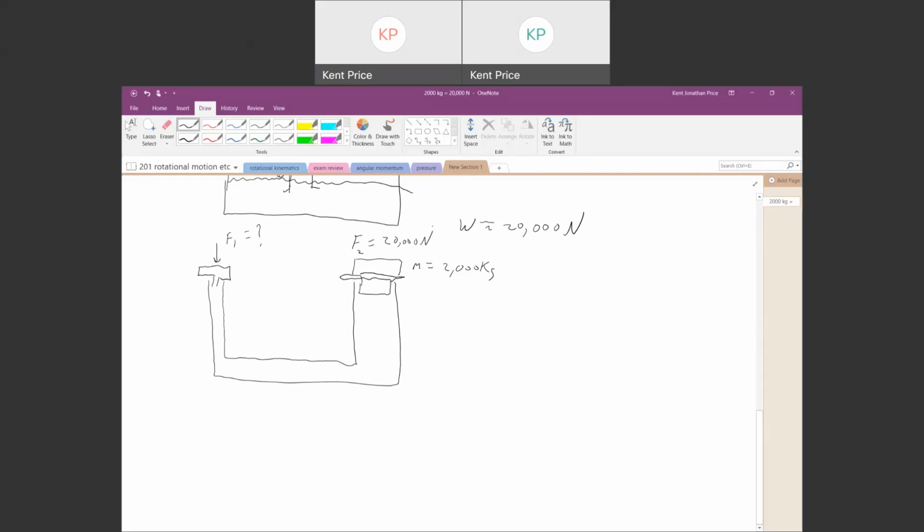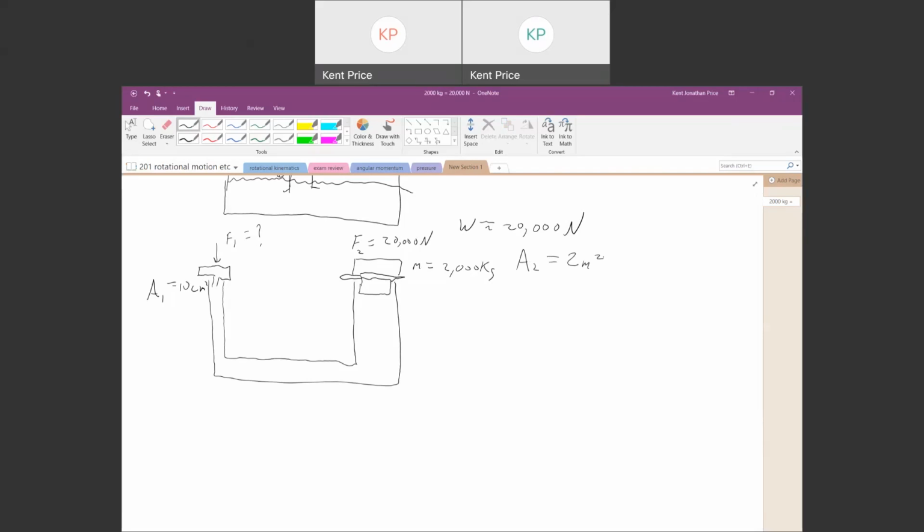And I'll say the area of this platform over here, or at least the area of the tube over here, A1, is 10 square centimeters. So that'd be a square, 10 centimeters on each side. So not tiny. And then the area over here, A2, the area of the column of fluid where the other platform is, is 2 square meters.